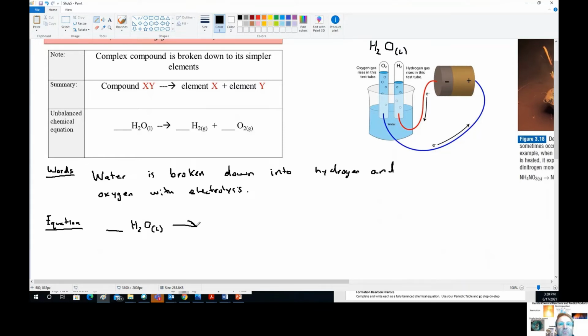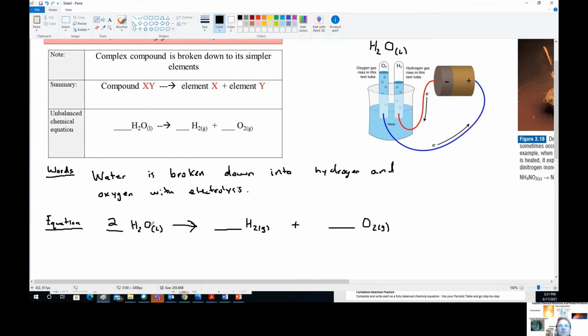Water is broken down right there into hydrogen. You know how to write the formula for hydrogen, and oxygen. You know how to write the formula for oxygen. Hydrogen, of course, H2 gas. Oxygen, of course, O2 gas. If we take a look, is it balanced? 2 hydrogens, 2 hydrogens? Oh yeah, no. 2 oxygens, 1 oxygen. Well, let's balance the oxygen.